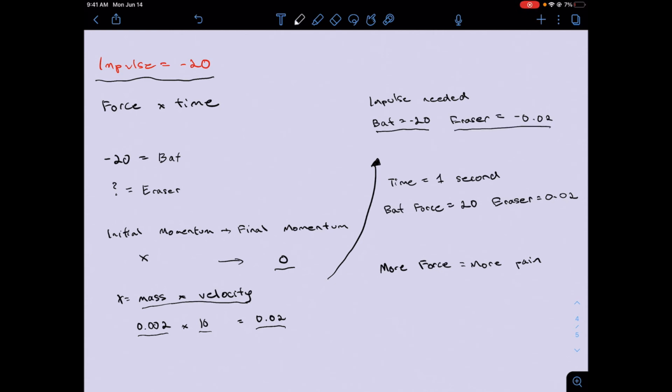negative 0.02. And let's assume that the time that they keep hitting the body is 1 second, which means back to our formula, force times time, the time doesn't matter since it's the same. Which means since the impulse for the bat is much greater than the impulse for the eraser, the bat's force is much larger, 20 compared to 0.02. And that means it's going to hurt more because more force is being applied to your body.